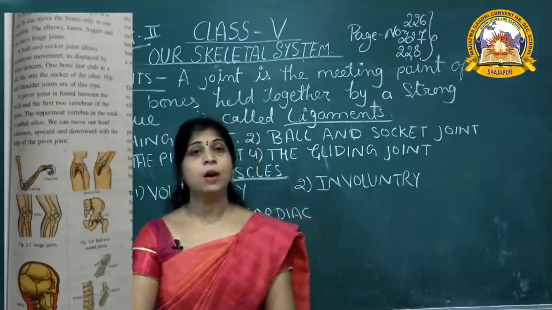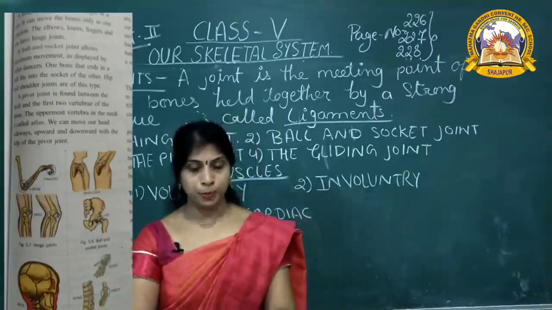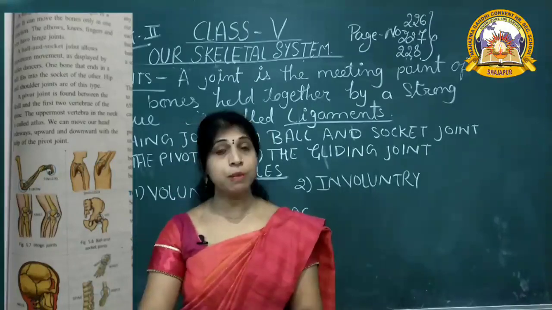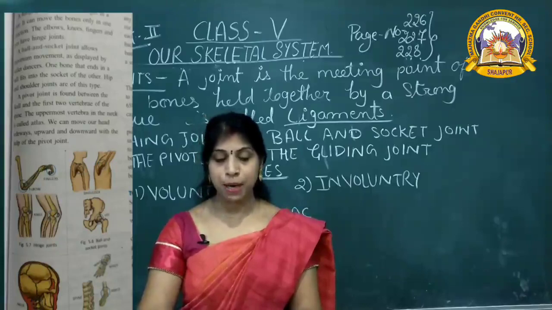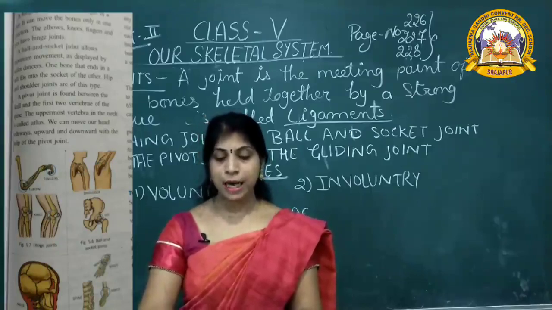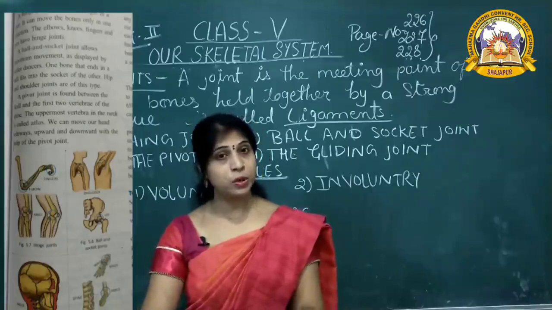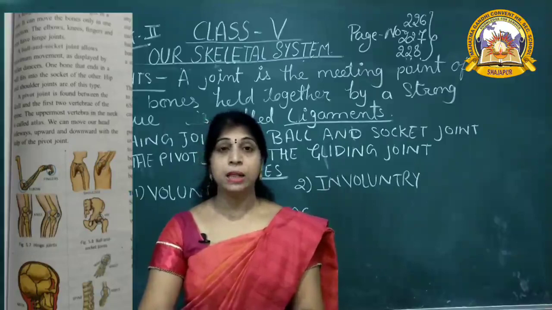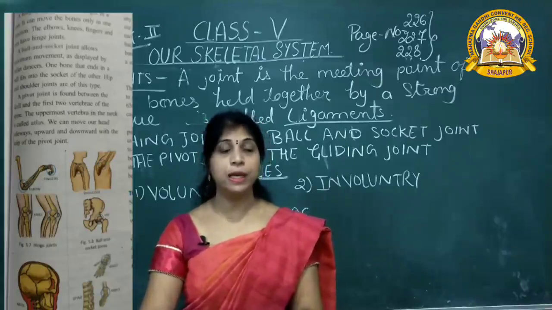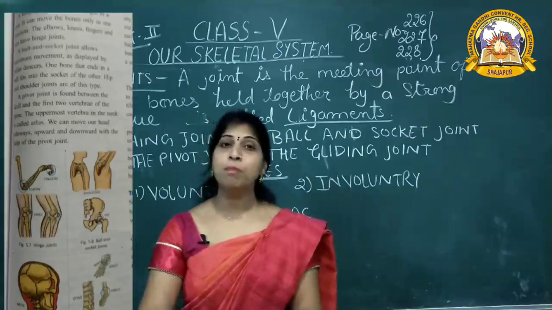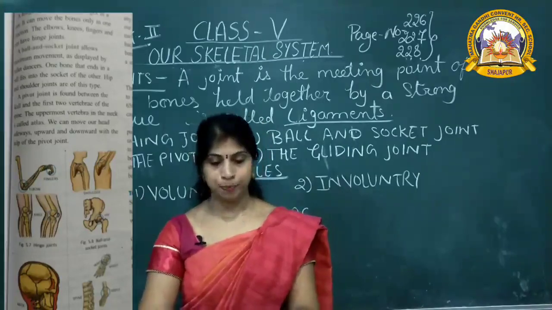Now next one, a ball and socket joint. A ball and socket joint allows maximum movement, as displayed by ballet dancers. One bone that ends in a ball fits into the socket of the other. The examples are the hip girdle and shoulder girdle. These are examples of ball and socket joints.